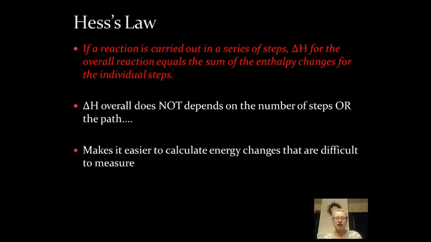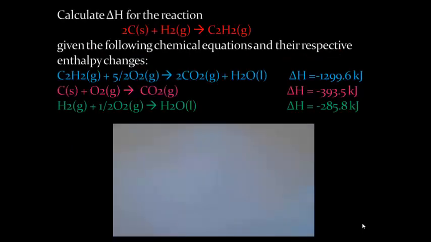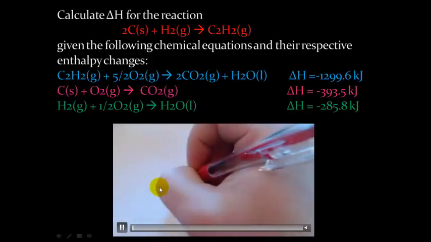This makes it easier to calculate energy changes that are difficult to measure, for example, ones that might release a ton of energy. Here's an example of Hess's Law. Calculate the delta H for the reaction carbon plus hydrogen goes to ethylene, given the following chemical equations and their respective enthalpy changes. So, they give you three chemical equations, and you need to reorder them in order to find the delta H.